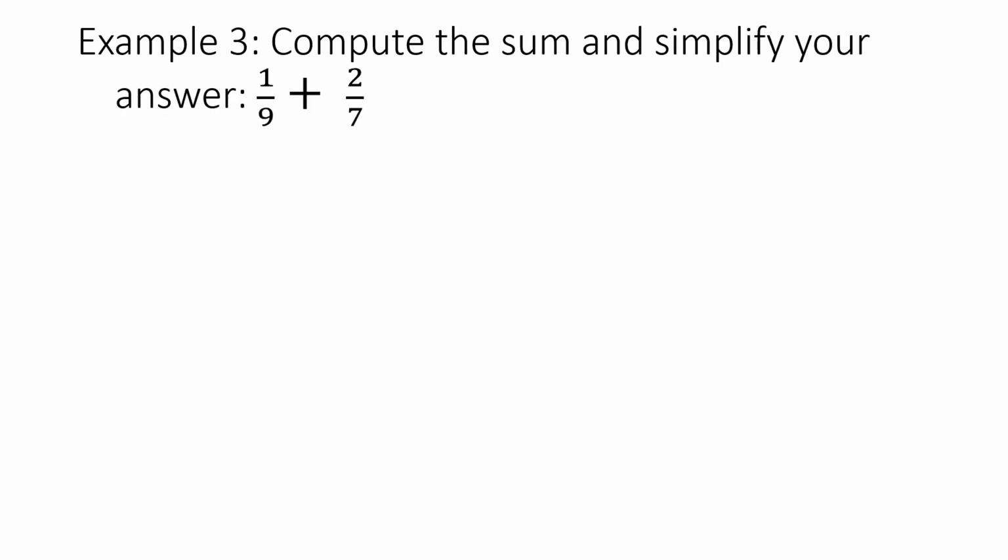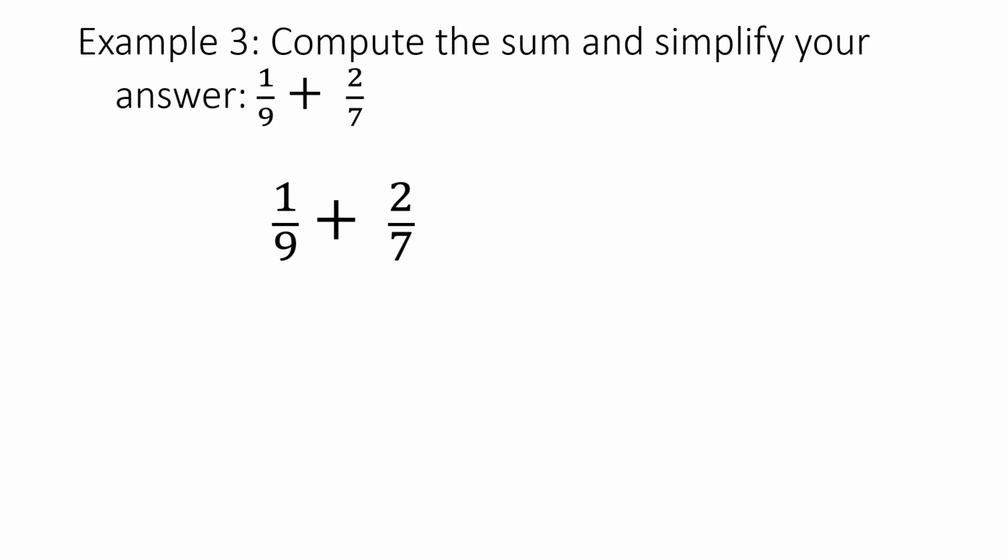Example 3, compute the sum and simplify your answer. This time we do not have the same common denominator. The bottoms are not the same. We have a 9 and we have a 7. And so I'm going to show you a trick to make things a little bit easier. There's all kinds of different methods you can use to actually add these fractions because right now, the way that they are, we cannot add them.